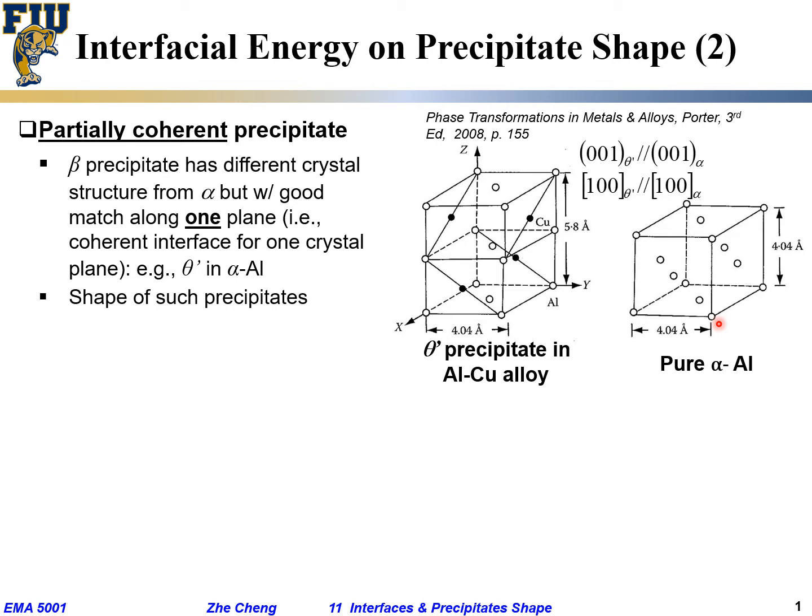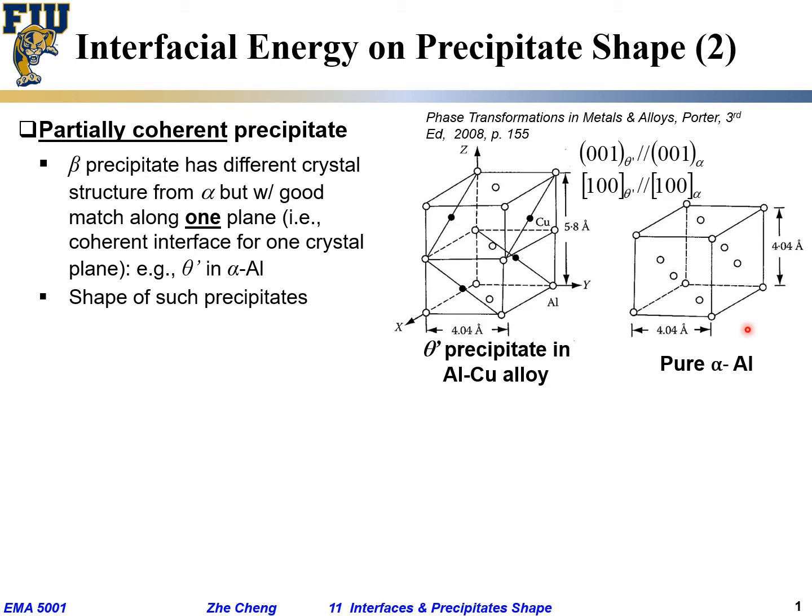When these two planes match, if you have to guess, what about the interfacial energy? High or low? If I have match of this 001 plane for theta prime versus 001 plane for alpha aluminum, at that interface, it has to be low, right? Because I'm not really breaking many bonds. They match pretty well. Okay.